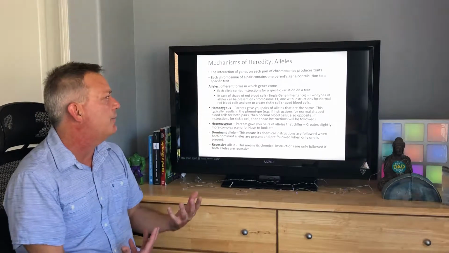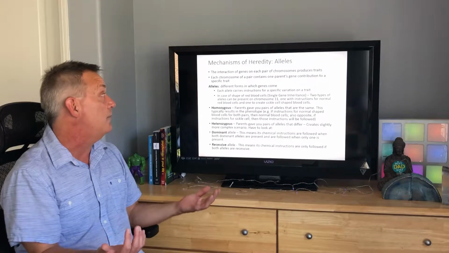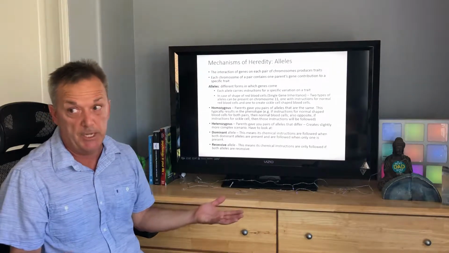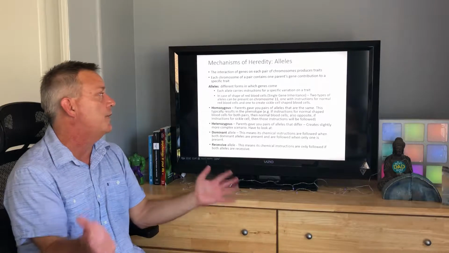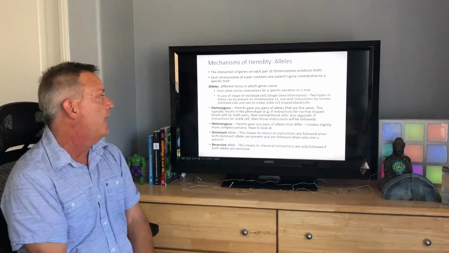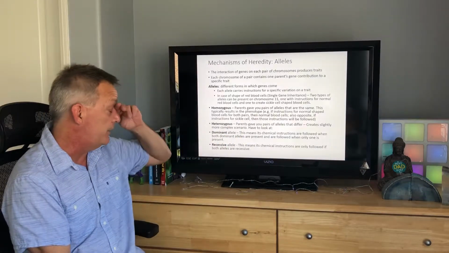Homozygous is when parents give you a pair of alleles that are the same, and this typically results in the phenotype. If the instructions are for normal shape for both pairs, then you get normal shape for blood cells. And if it's the opposite, you'll get the sickle cell shape.